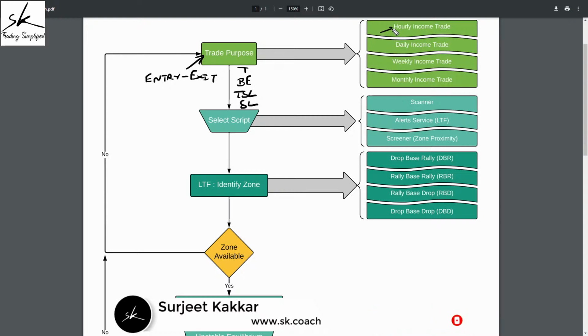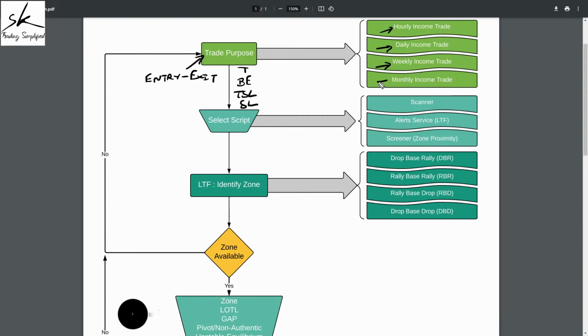So what I have done is I have divided these trades into 4 different purposes, and we call them hourly income, daily income, weekly income, and monthly income. Hourly income implies a trade where my expectation is that this trade can last for an hour or maybe a few hours. Daily income, a trade which can last for a day or a few days. Weekly income, a trade which can last for a week or a few weeks. And monthly income, a trade which can last for a month or a few months.